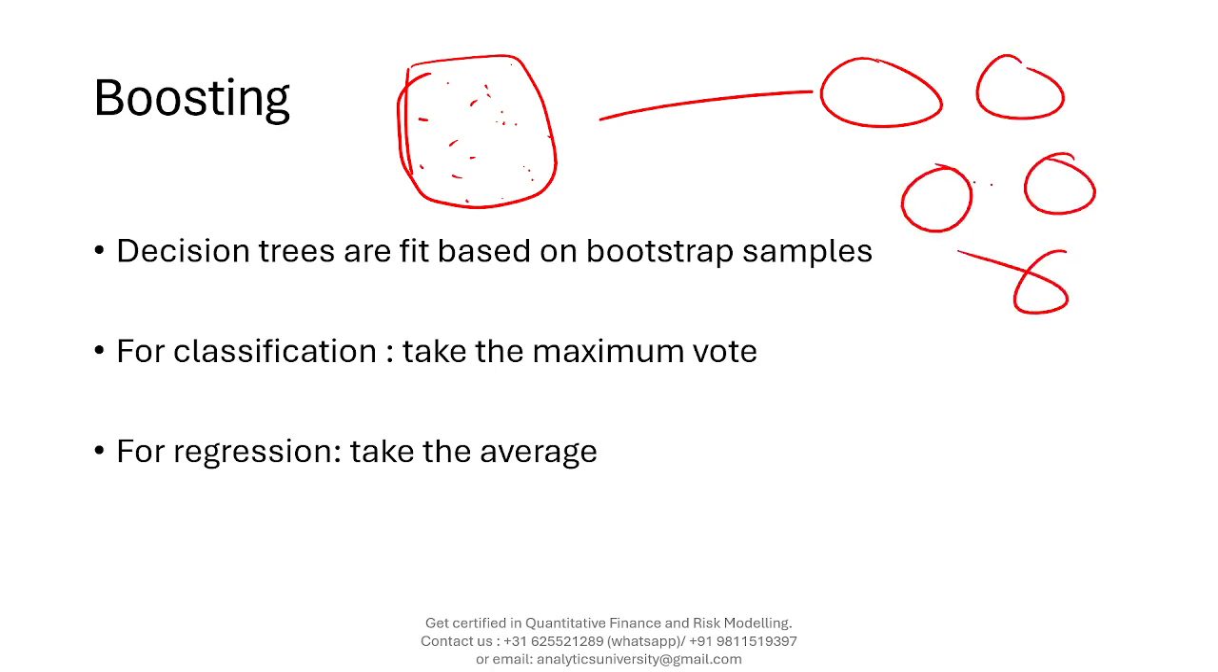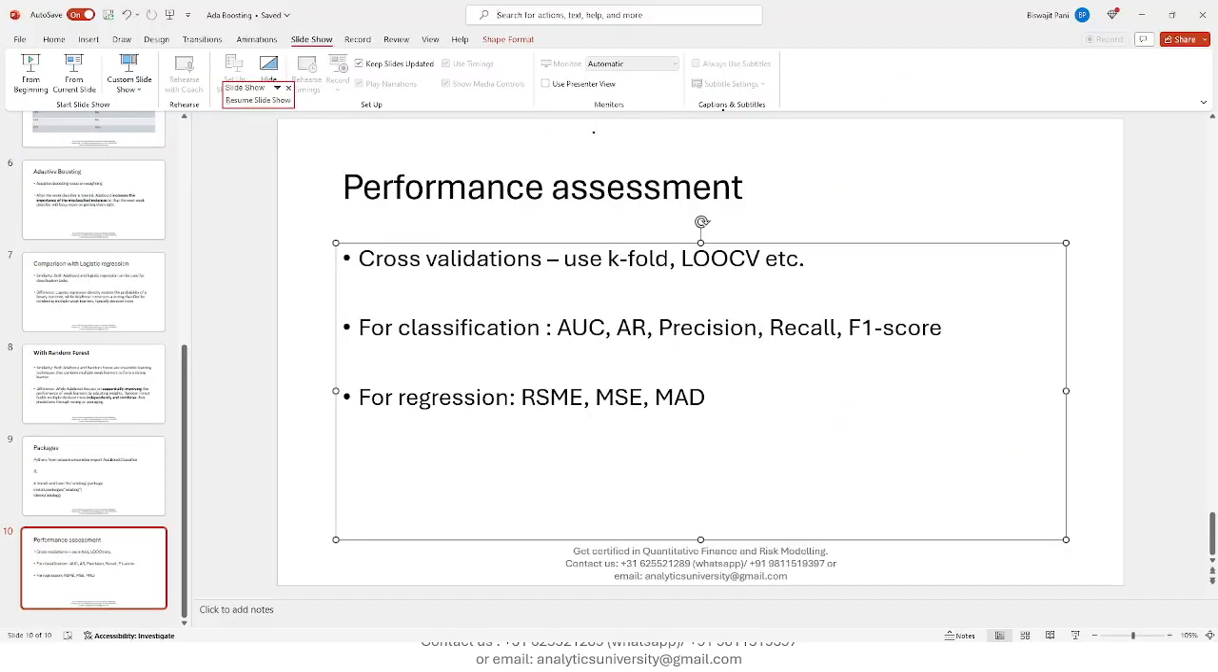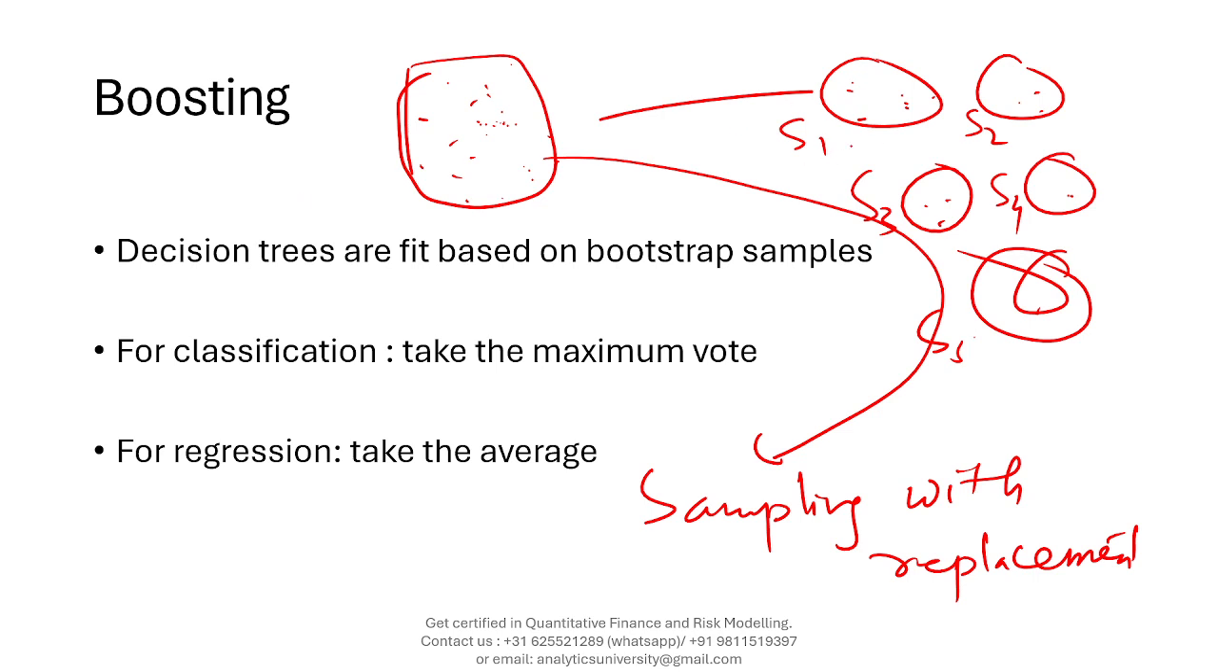Let's say you create 5 samples. You can make 50, 100,000. The more samples you take, the more accuracy you will have. Sample 1, sample 2, sample 3, sample 4, sample 5. The observations in these samples have been taken from this particular population, but each observation can appear multiple times. That means it's sampling with replacement, which is a very typical way of statistical sampling. Then you fit a decision tree to each one of these samples.